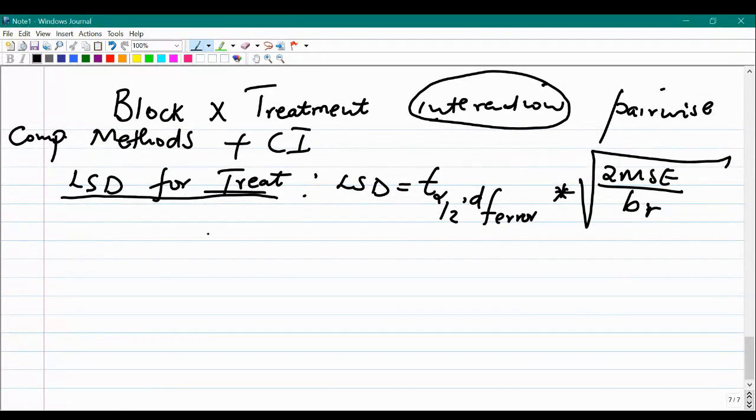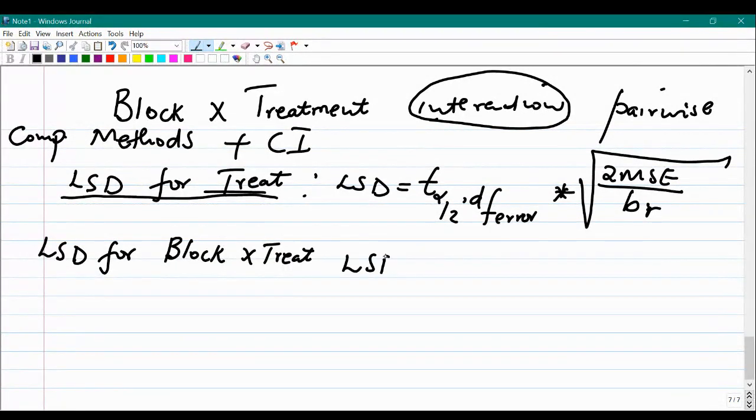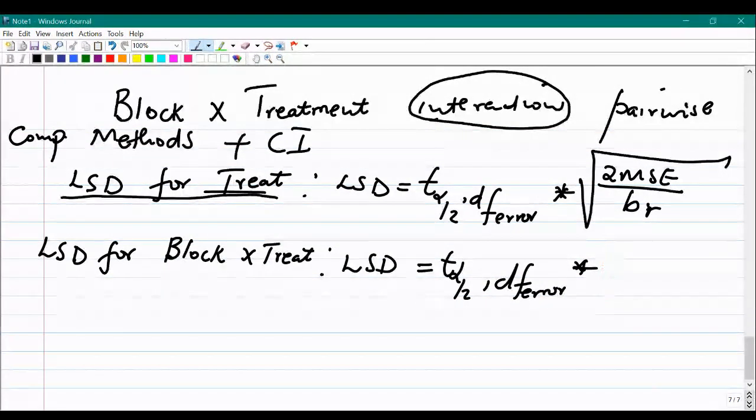And the LSD again for block. So this one you must know it, guys, by treatment. The formula now will be LSD equal to T alpha over 2 degrees of freedom of error multiplied by the square root of 2 MSE over I.